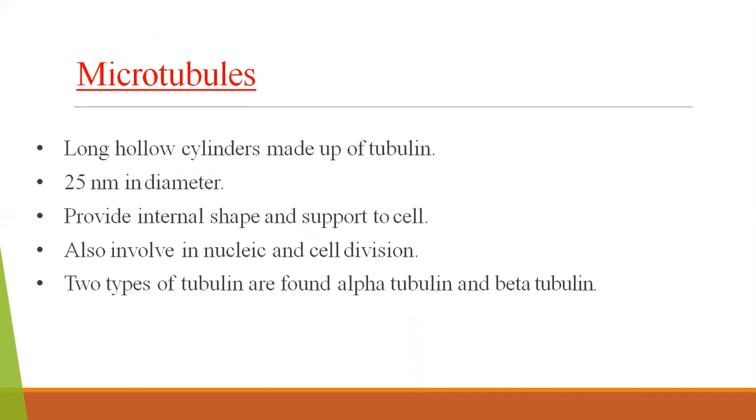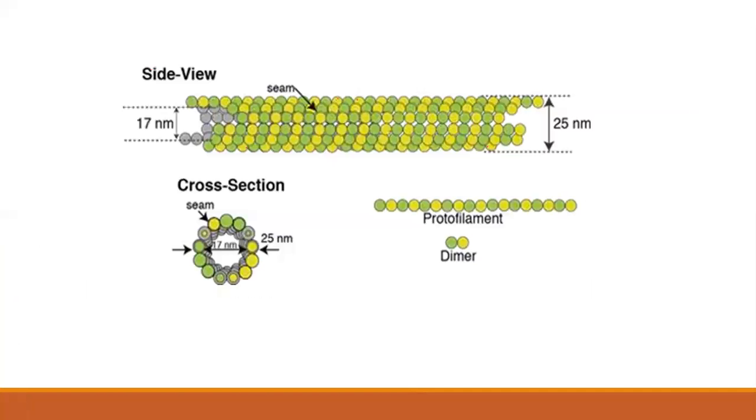Microtubules are also one of the important parts of the cytoskeleton, which are long, hollow, cylindrical, made up of tubulin, 25 nanometer in diameter. They provide internal shape and support to the cell, and are also involved in nuclear and cell division. They have two types of tubulins, alpha tubulin and beta tubulin.